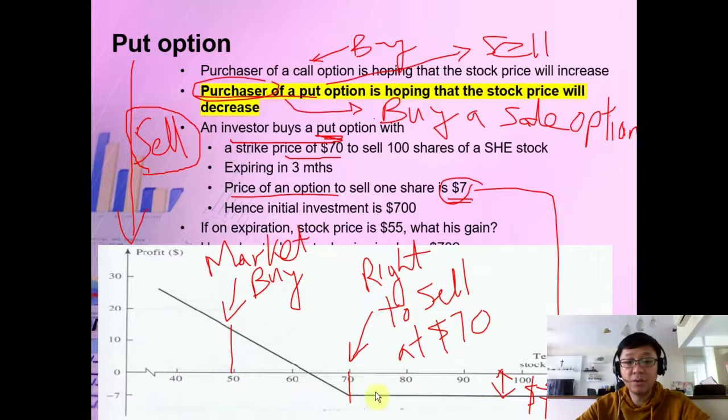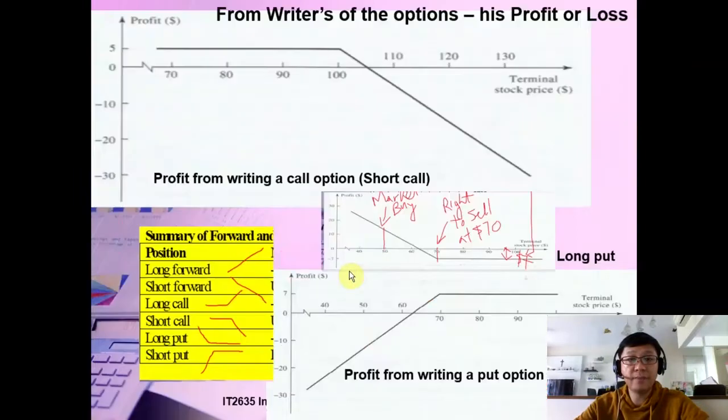Right? 70 is your selling price. So you buy at 55. Buy low, sell high. The difference is about 15. Then you minus off the initial deposit that you have, and that is your gain over here, your net gain. Right, so I leave it to you to calculate that.